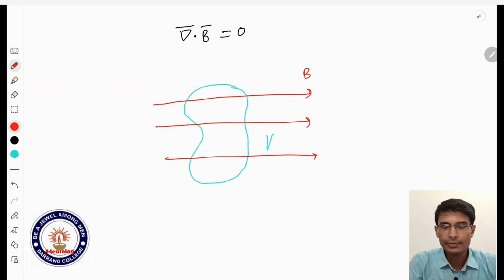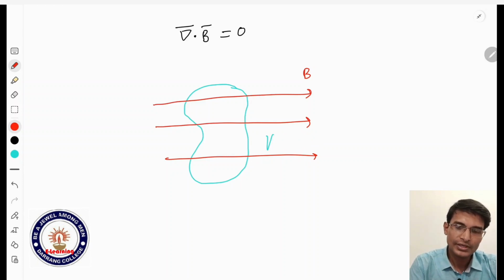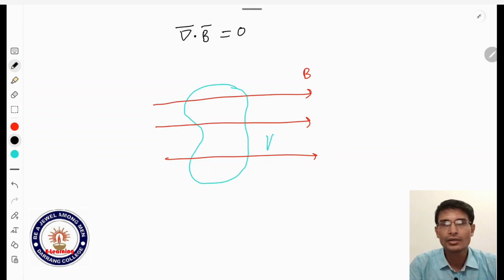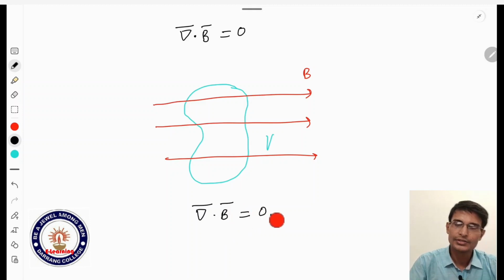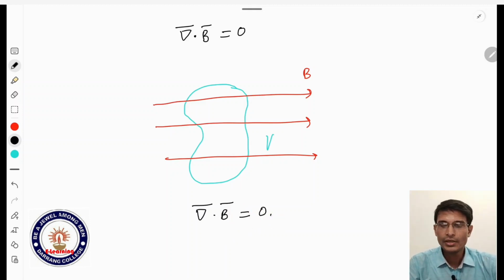So what is going to happen is the number of magnetic lines of force entering the volume will be the same as the number of magnetic lines of force exiting the volume. So if the number of lines of force of the magnetic field entering is equal to the number of lines of force exiting the volume, then we will write it as divergence of magnetic field is equal to 0, right?